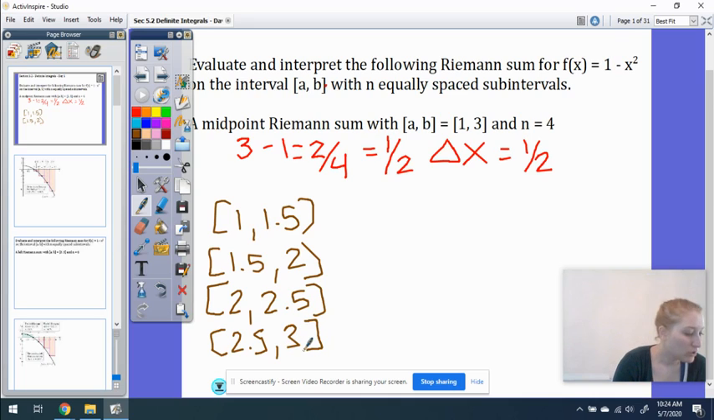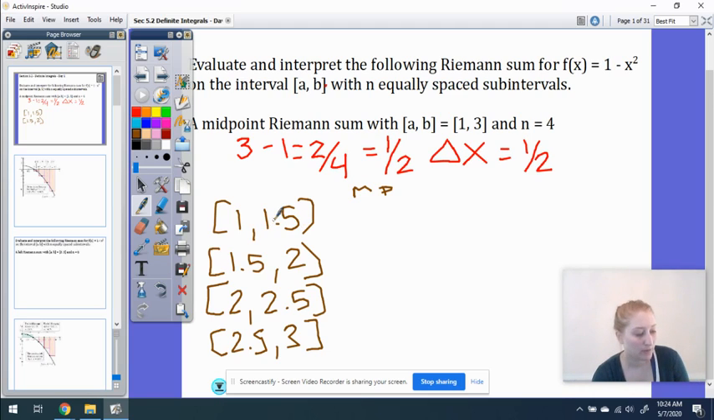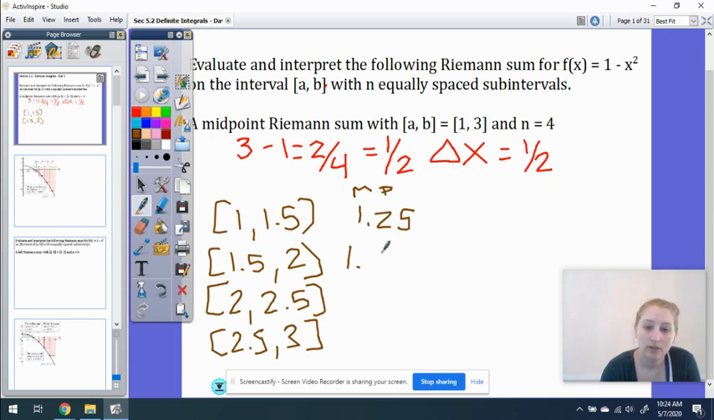Now we're going to find the midpoints. To do that, remember we add and we divide by 2. So I'm getting midpoints of 1.25, 1.75, 2.25, and 2.75.